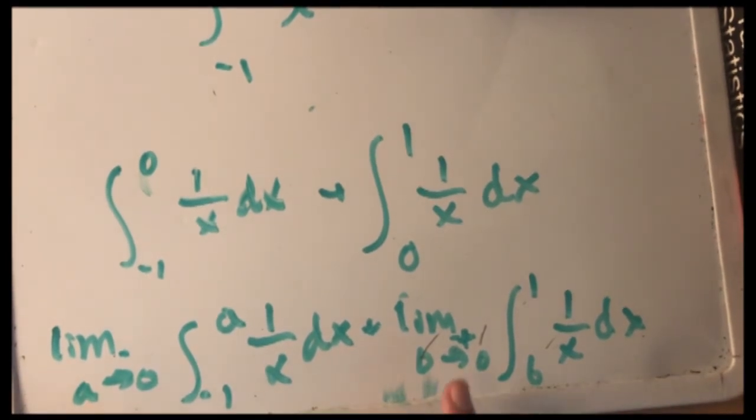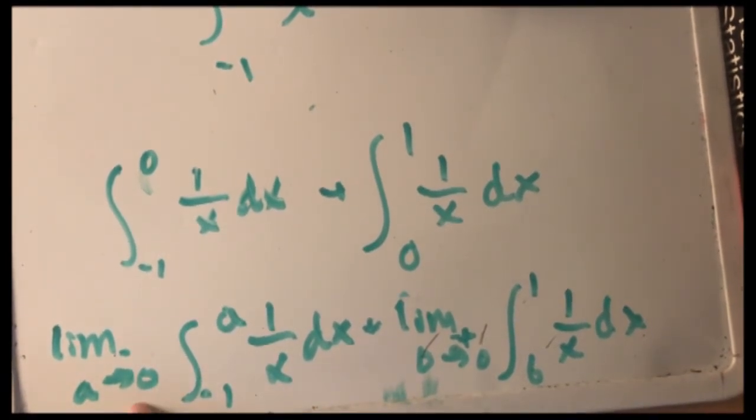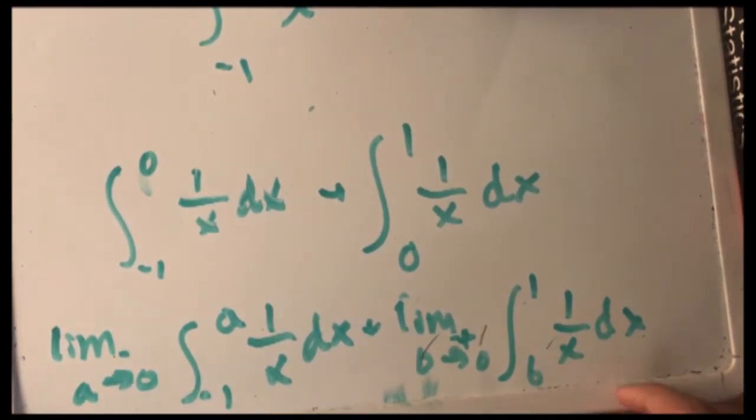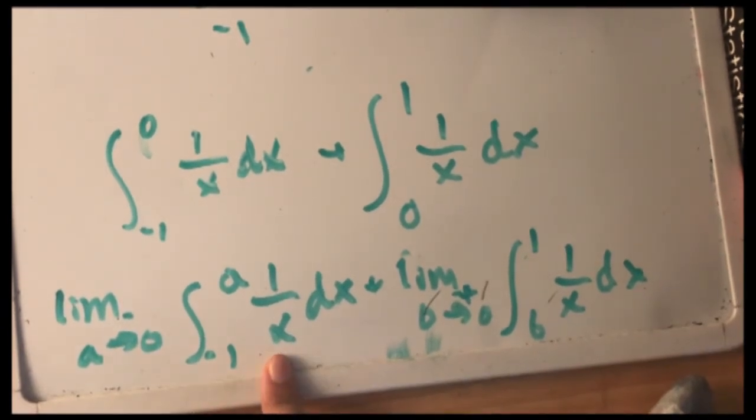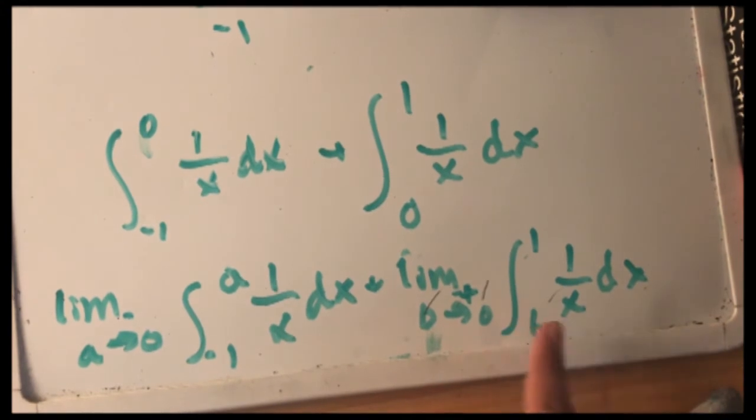So that means that this is going to be a negative sign, right? Because these are not the same. These are not the same limit. This is going to give you something like negative infinity. This will give you infinity. We'll talk about that later. So that being said, we'll go ahead and see that you have the integral from -1 to a of 1 over x dx, and the limit as b goes to 0 of the integral from b to 1 of 1 over x dx.